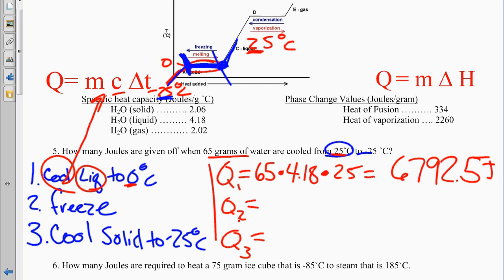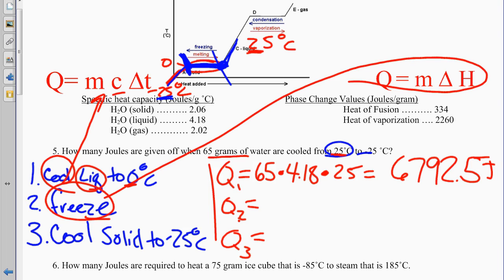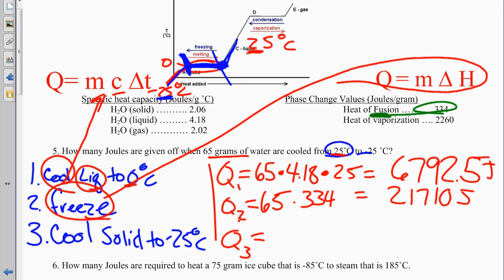Then Q2, we are freezing. That means there's no temperature change, and that means Q is equal to M delta H. So my M is 65. If I am freezing, that means I'm going to use the fusion delta H. So I'm going to multiply that by 334, and we're going to get 21710 joules.